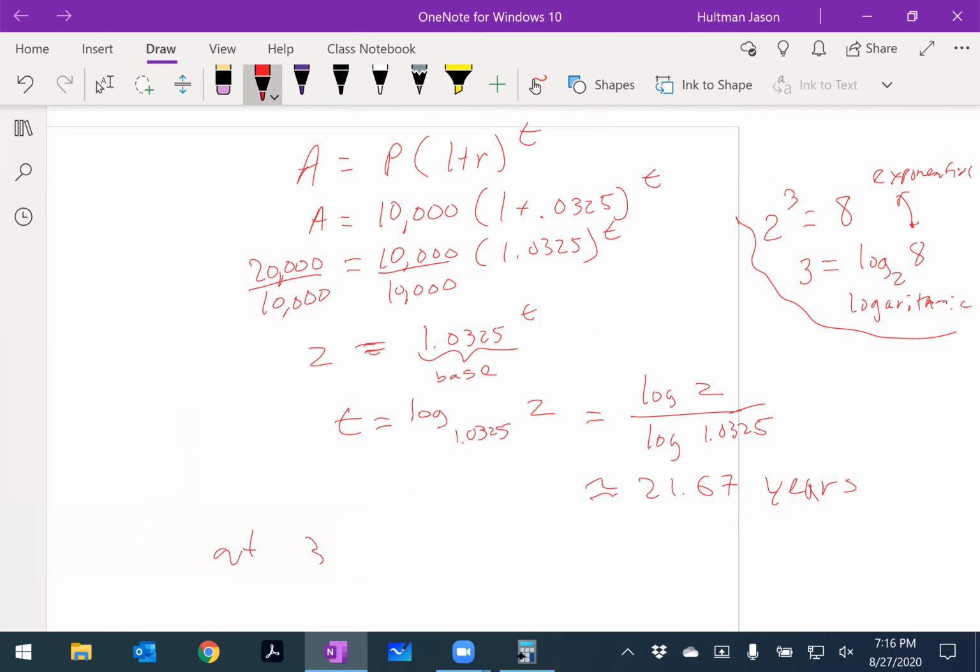So at 3.25%, for 21.67 years, I will double my money. Bert, not I. Bert and Ernie. Bert will double his money.